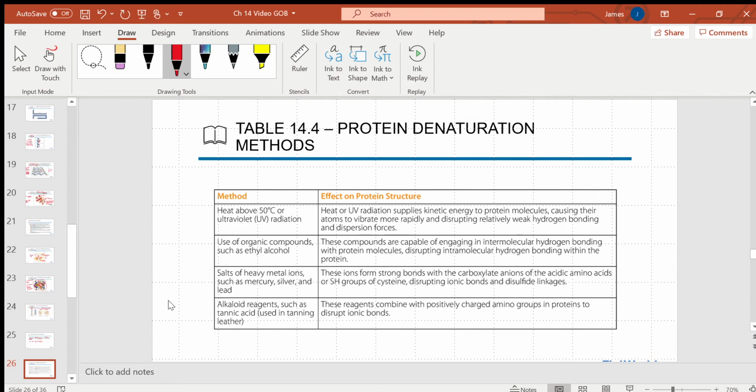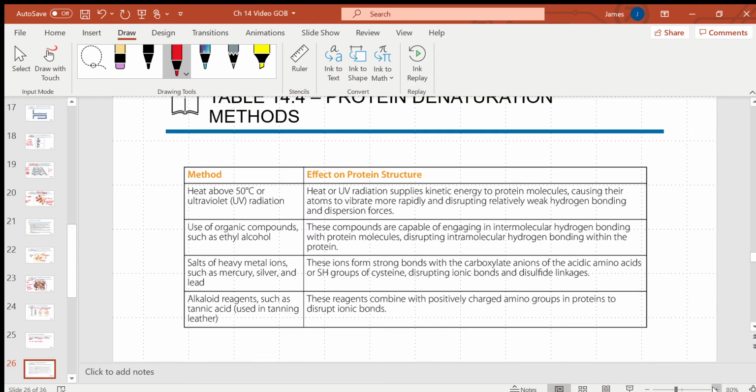Let's look at this slide. It's very dense, full of words, but what these methods of denaturation of proteins have in common, they're all sources of energy.